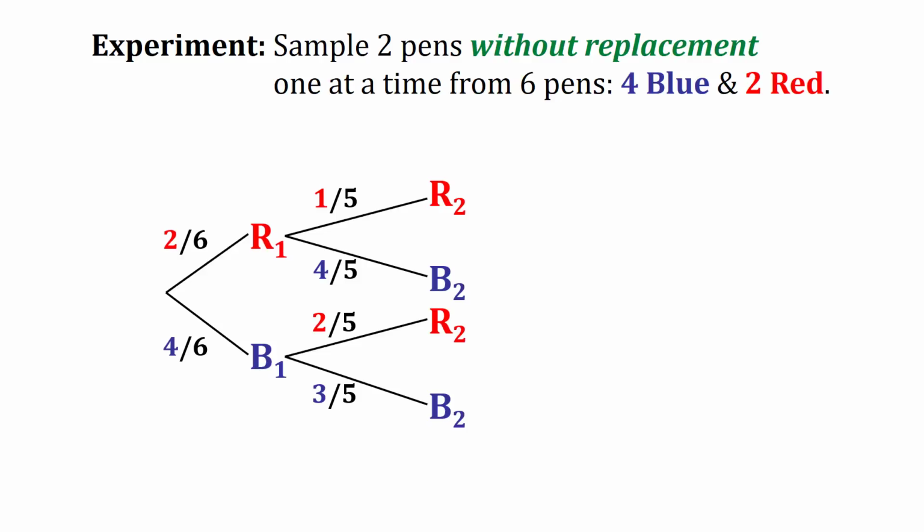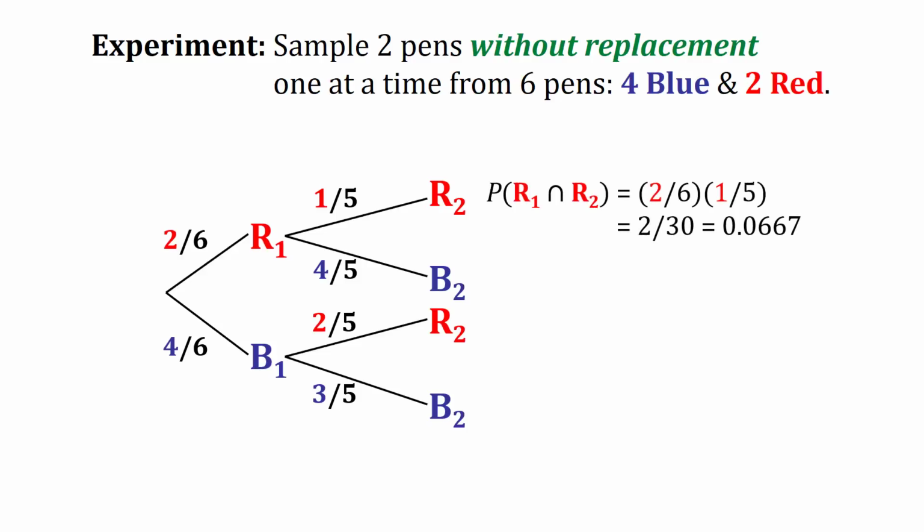From here, I could find all the intersection probabilities. I could list out everything that could possibly happen. So the first thing I could look at is what happens if I pull a red pen out on the first try and a red pen out on the second try. So I'm looking for the intersection of R1 and R2. I get that by just multiplying along the branches, because what I have is an unconditional probability for R1 occurring, that's 2/6, and then that 1/5 is the probability of R2 occurring given that R1 happened. And so I multiply those out and I get the intersection.